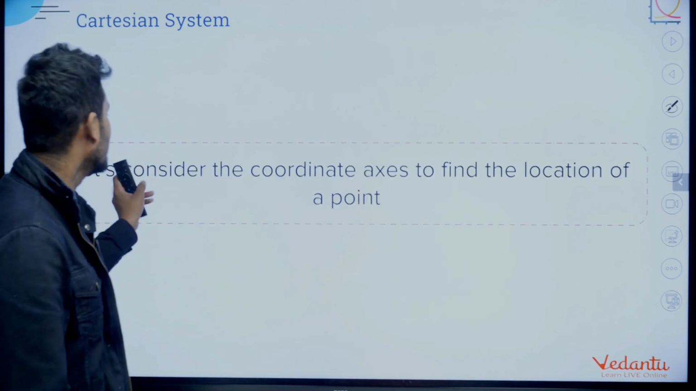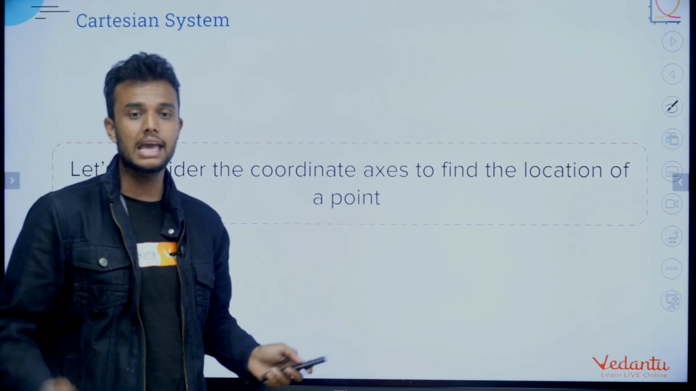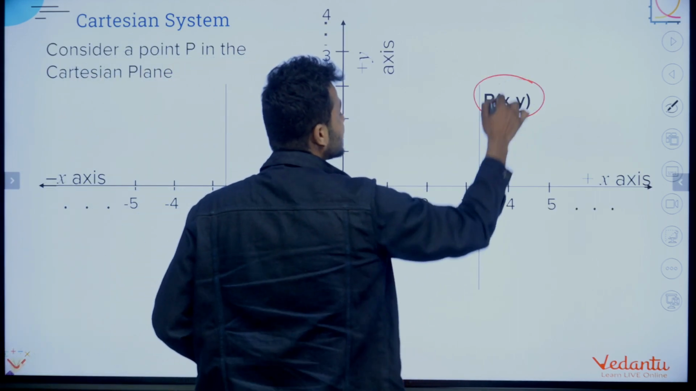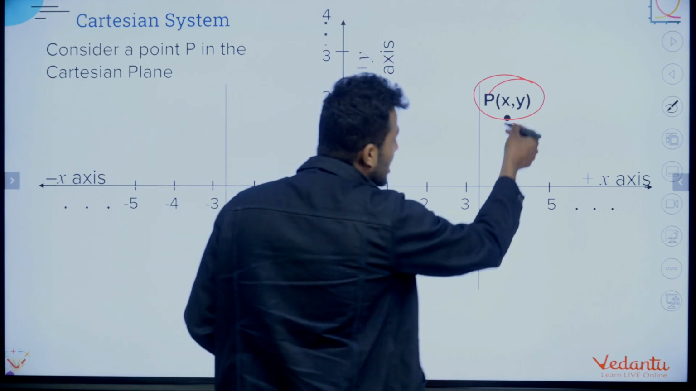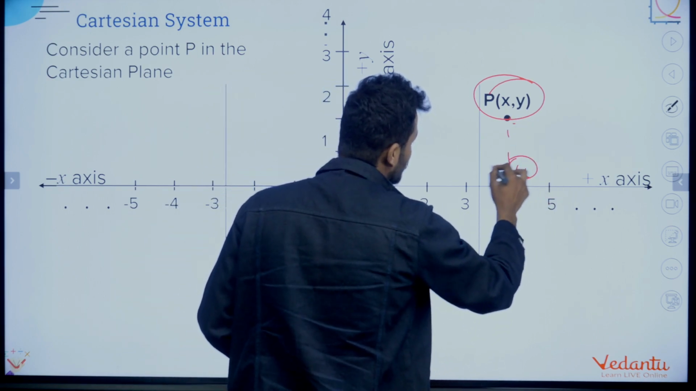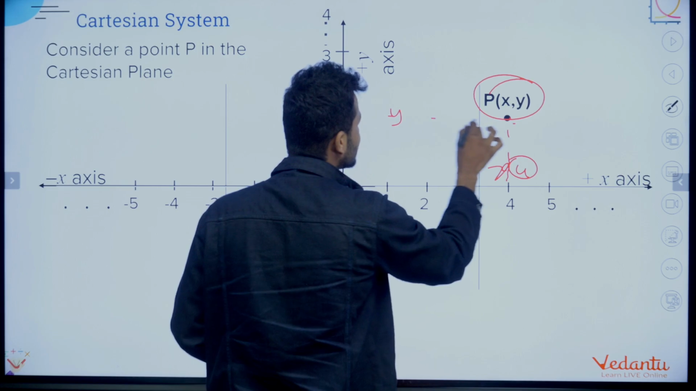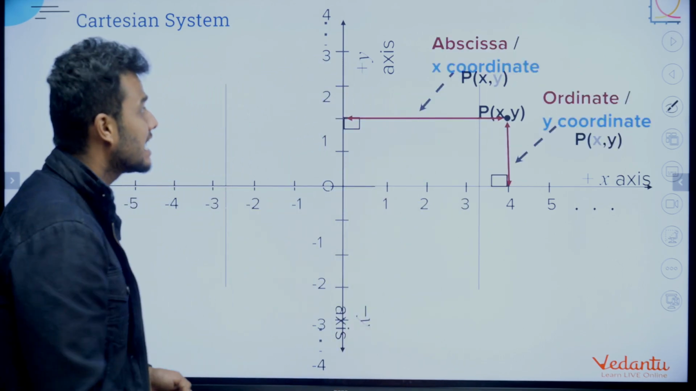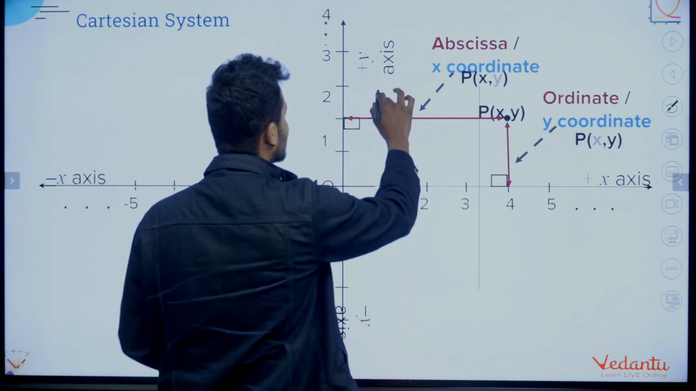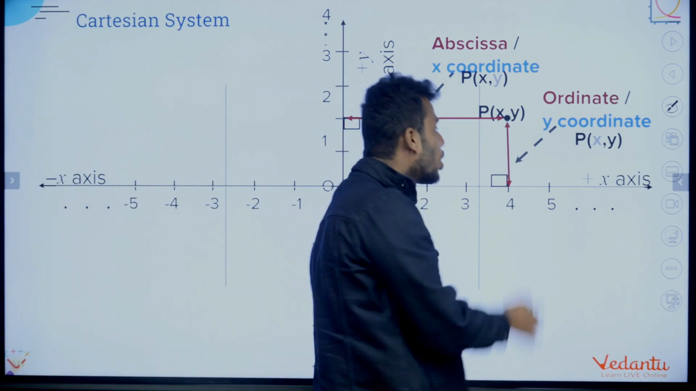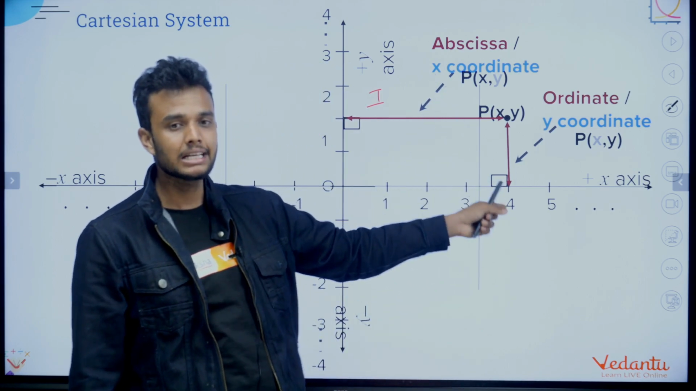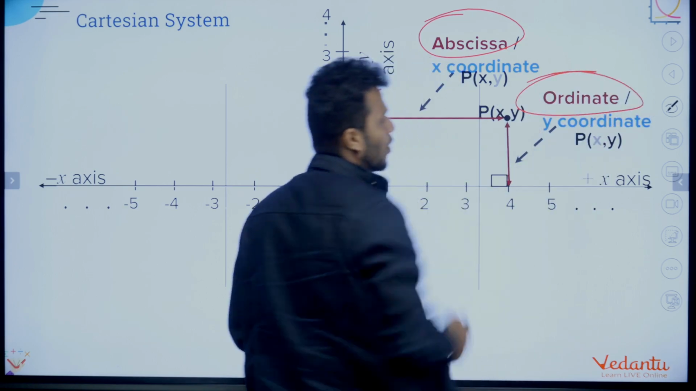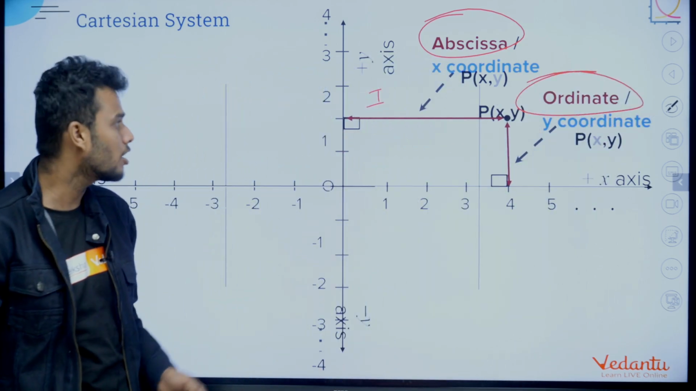Okay, for example, let's consider a coordinate axis to find the location of a point. For example, a point is there, x comma y. It corresponds to x equal to 4, and the y value is approximately 1.5. It lies in the first quadrant. Why, sir? Because both are positive. The x coordinate is also called the abscissa, and the y coordinate we also call the ordinate.